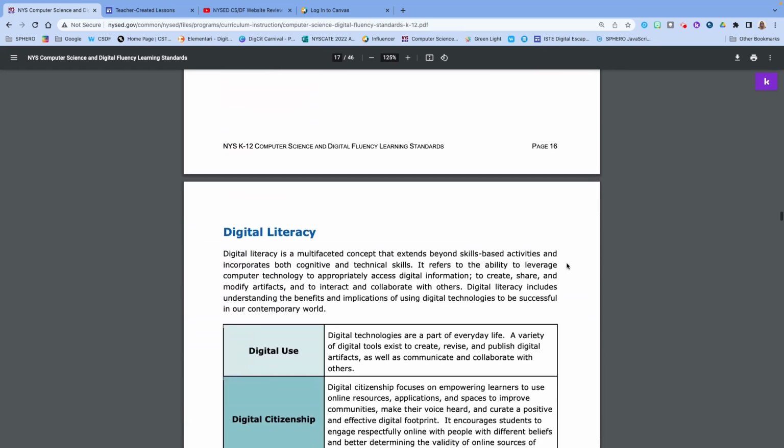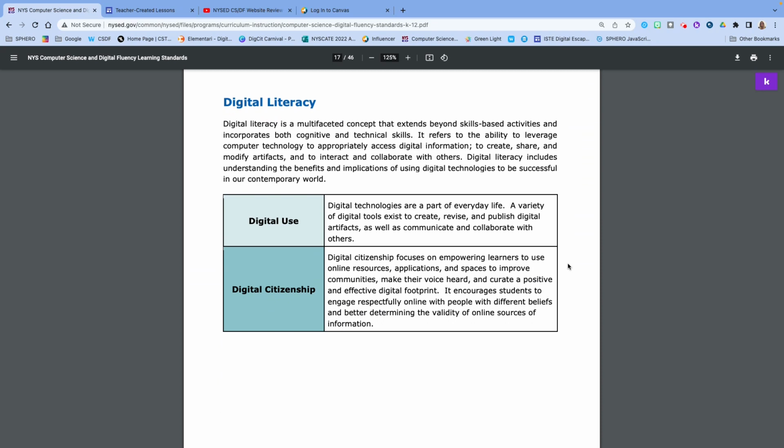Finally, we have digital literacy, and this is broken into two subconcept areas. We have digital use and digital citizenship. Digital use is how we use technology every day. So we create, we revise, we publish, we communicate, we collaborate, all the things that we do with technology. And with digital citizenship, we're really thinking about how we are and how we act in a global society. And we're also thinking about how we can share our beliefs and understand the beliefs of others. So we want to think about creating empathy and think of ourselves as global citizens.